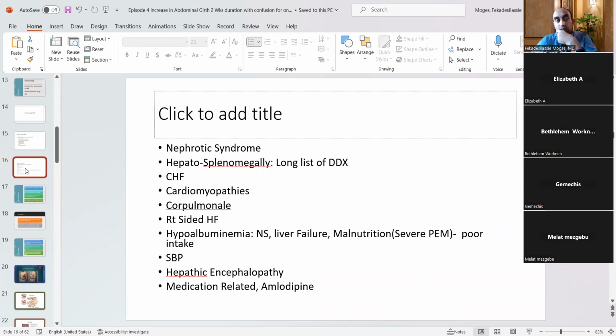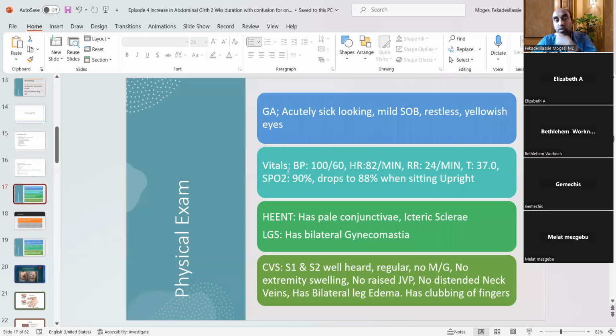And also saturation. What do you expect in the oxygen saturation? He may desaturate. So yes, of course, his saturation is 90% on room air, and the saturation drops further when the patient is sitting upright like this. It drops to 88%.